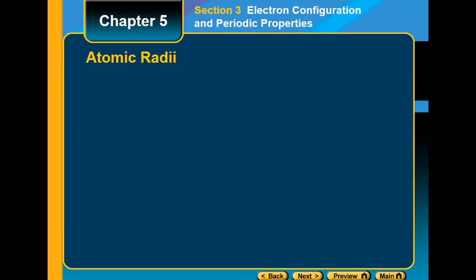Then we talked about electron affinity. We said that electron affinity is the change in energy when an atom gains an electron. And we said also that moving downward within the group, the electron affinity decreases, and as we move across the period, the electron affinity increases.